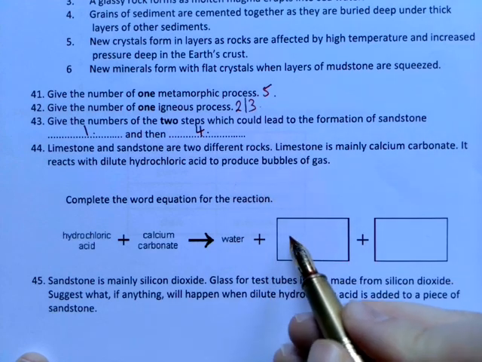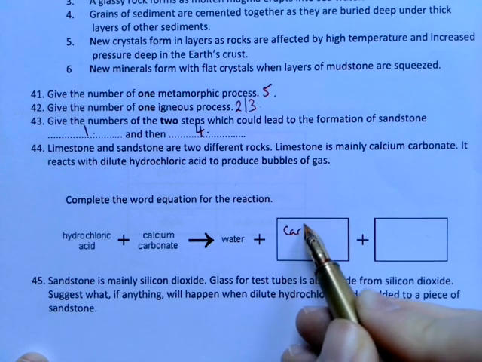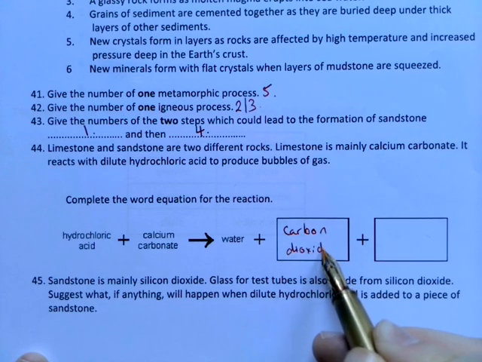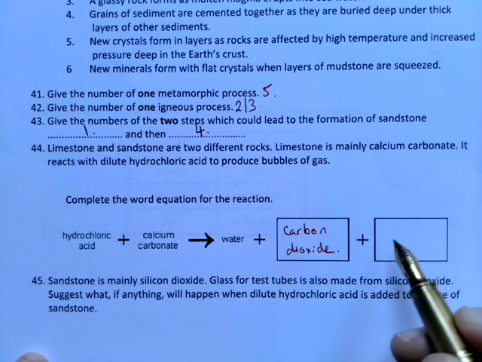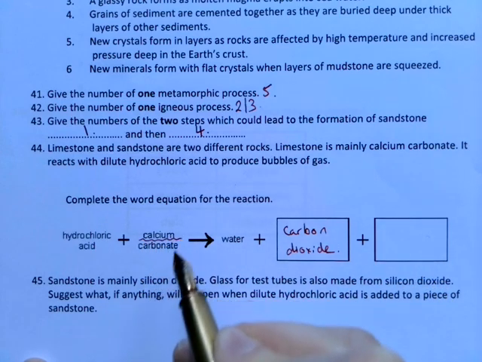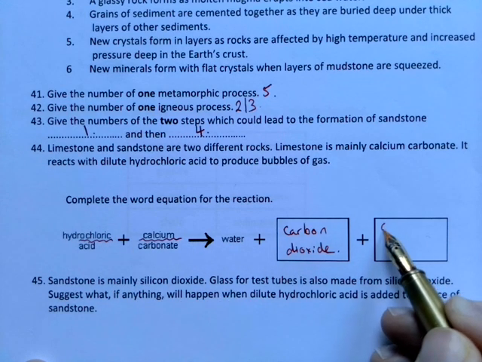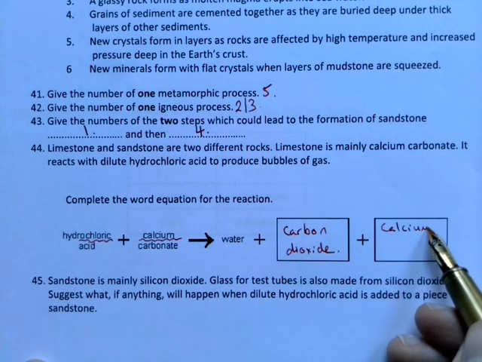So bubbles of gas, that's going to be our carbon dioxide. And there will be a salt as well, which will be our calcium. And because it's hydrochloric acid, it's going to be a chloride salt. So it'll be calcium chloride.